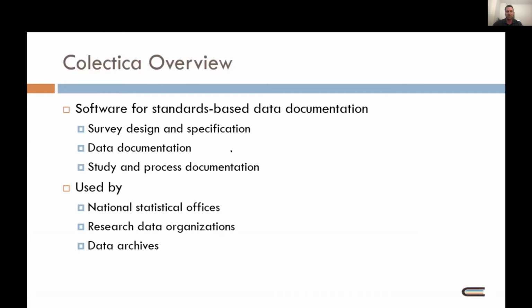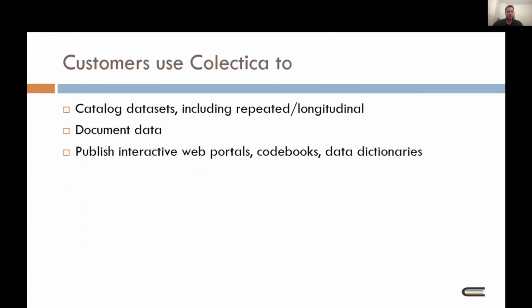Colectica has been around for about 15 years, and we've been very focused on just metadata documentation, particularly with DDI Lifecycle. So software for standards-based data documentation, including survey design and specifications, data documentation, and it includes the study and process documentation as well. You'll see Colectica used by many national statistical offices, research data organizations, and also data archives across the world. And these customers are using Colectica to not only catalog their data sets, particularly with repeated or longitudinal studies, but document the data and then publish the data in interactive web portals, codebooks, and data dictionaries.